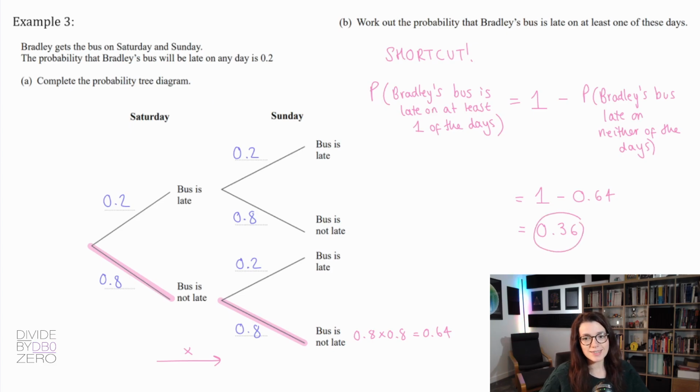A good way to notice if you can do the shortcut method or not is to look out for the words at least one. That's usually a clue that you can do the shortcut method.